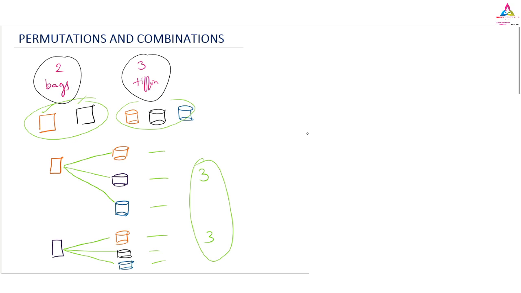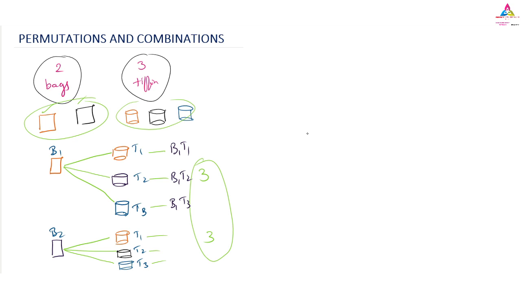For example, consider this as bag 1 and this as bag 2, and these are the tiffin boxes: T1, T2, T3, and again T1, T2, T3. First you can go with bag 1 and tiffin 1, or bag 1 and tiffin 2, or bag 1 and tiffin 3. Similarly, next you can go with bag 2 and tiffin 1, bag 2 and tiffin box 2, and bag 2 and tiffin box 3. Like this you have written all 6 possibilities, and you can mark them 1, 2, 3, 4, 5, 6.